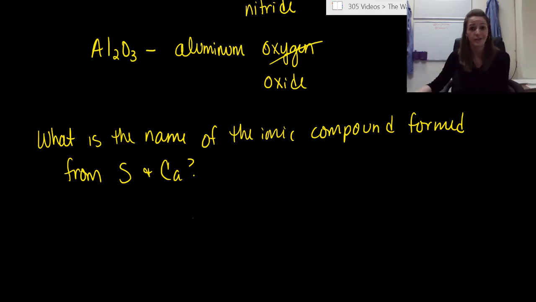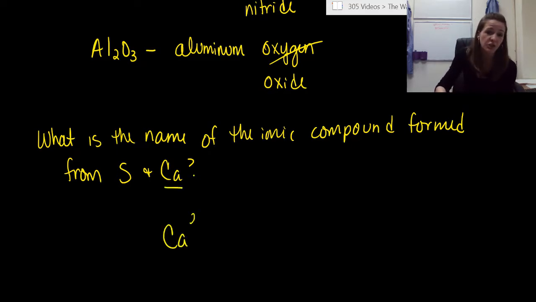Go. All right, did you get an answer? Hopefully you did. The first thing you have to do is decide what these things are going to be. Are they anions or are they cations? So right away you should see that calcium is your metal. Calcium always has that 2+ charge. And then we can look at our sulfur. Sulfur is definitely an anion. Sulfur always has a -2 charge.